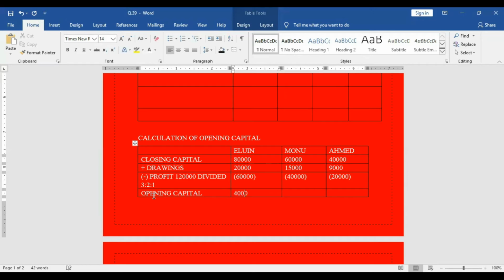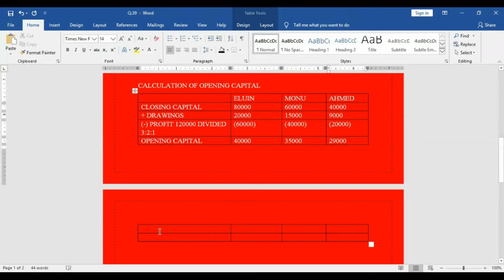That is 40,000 for Yelun. For Monu it is 60,000 plus 15,000, 75,000, minus 40,000, it is 35,000. And for Ahmad it is 49,000 minus 20,000, it is 29,000. So this is the opening capital.